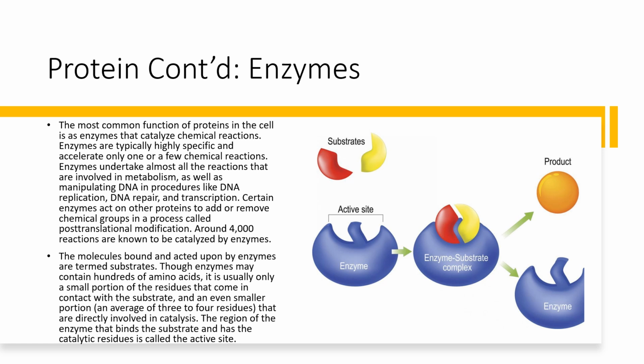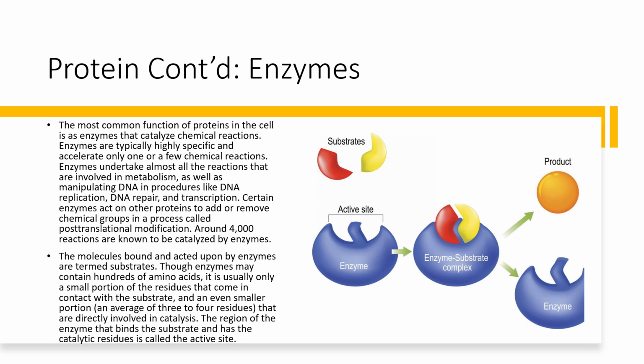Now let's take a look at enzymes. The most common function of proteins in the cell is as enzymes that catalyze chemical reactions. Enzymes are typically highly specific and accelerate one or a few chemical reactions. Enzymes undertake almost all the reactions that are involved in metabolism, as well as manipulating DNA in processes like DNA replication, DNA repair, and transcription.